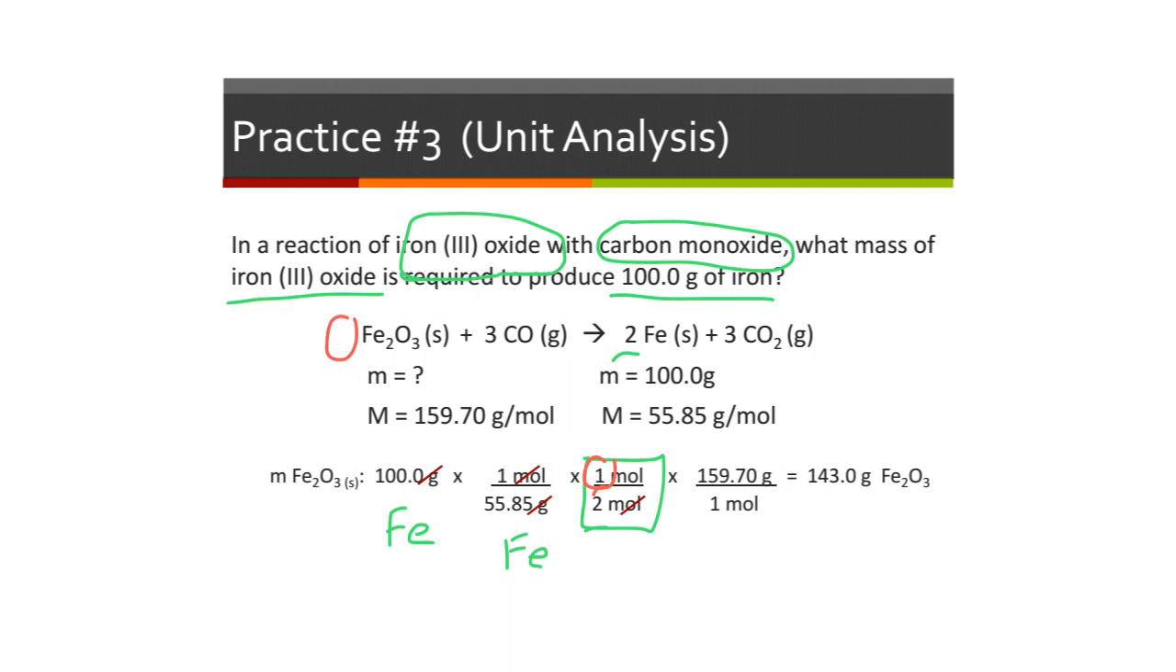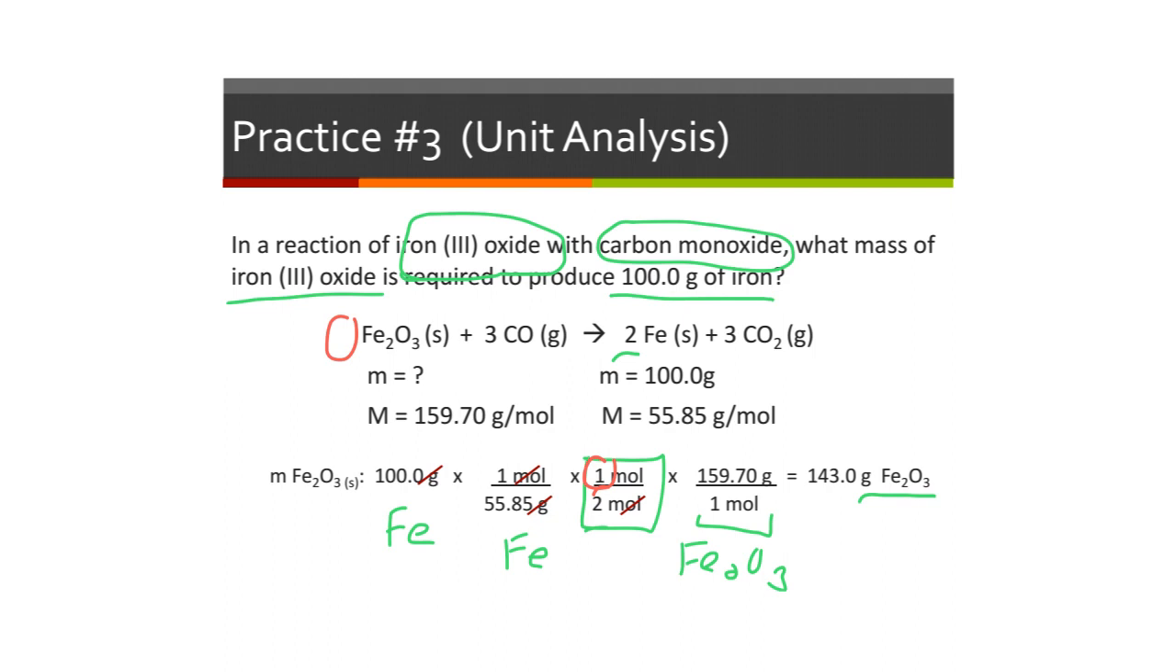So then we have the moles of the iron(III) oxide. We now convert the moles of iron oxide into grams by multiplying by the molar mass of iron(III) oxide. Then all the units cancel out except for the grams of iron(III) oxide. In your calculator, punch in 100 times 1 divided by 55.85 times 1 divided by 2 times 159.70, hit enter, and your answer with sig figs is 143.0 grams of iron(III) oxide.